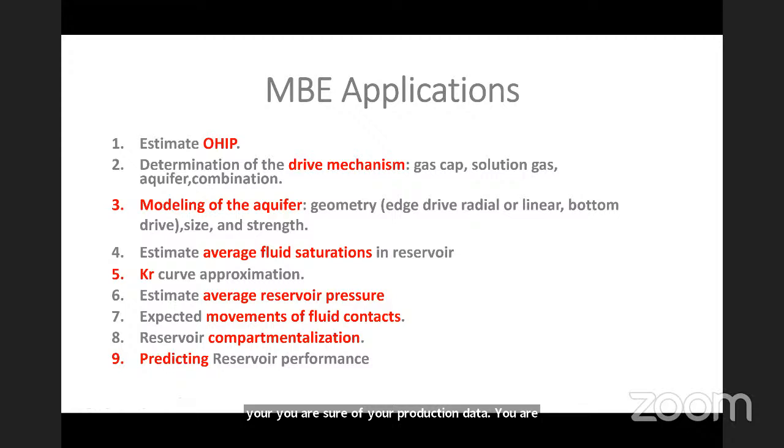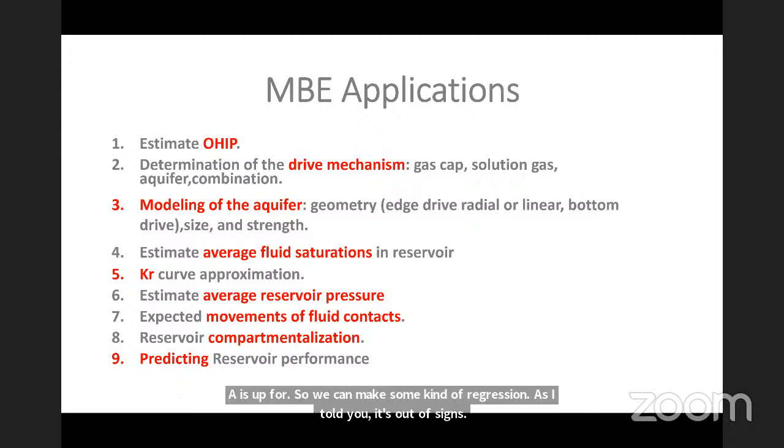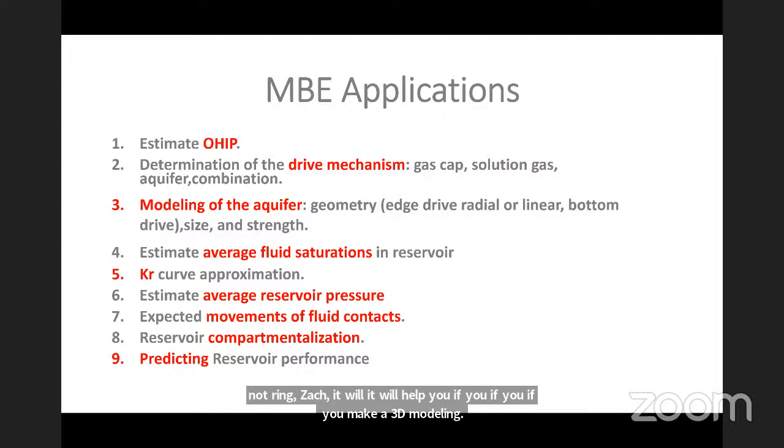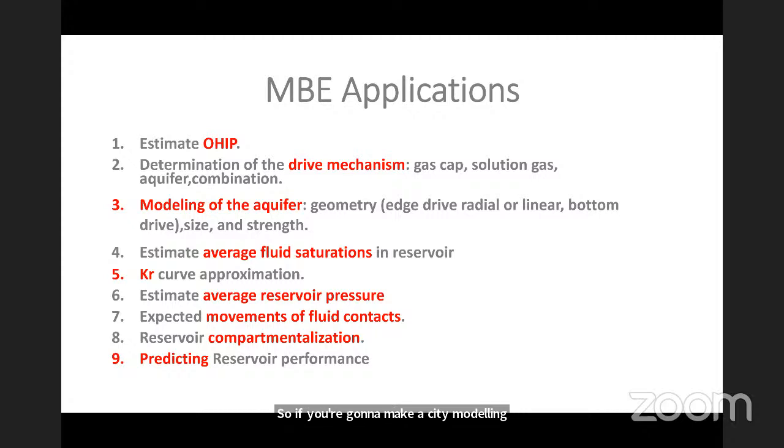So you can make some kind of regression, as I told you, it's an art of science, to see that I can now say I have a small pot aquifer, or a moderate aquifer, or a strong aquifer, with this rough estimation of parameters. And it's worth mentioning the importance of modeling the aquifer: it will help you if you're going to make a 3D model, because you want to give the model some insights about the aquifer. So this may help you sometimes.